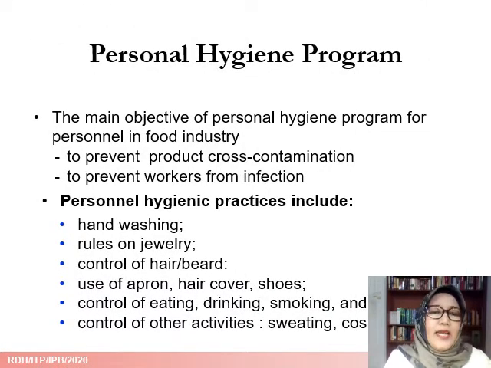In food industry, the main objectives of personal hygiene program are to prevent product cross-contamination and to prevent workers from getting infection. The personal hygiene program could include hand washing program, rules on jewelry, control of hair and beard, use of protective clothing, apron, hair cover, shoes, etc., and control of behavior such as eating, drinking, smoking, etc., as well as other regulation concerning the cosmetic or jewelry.